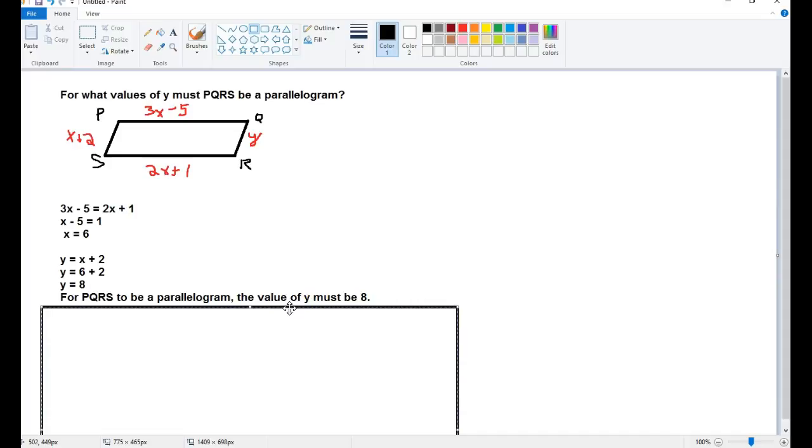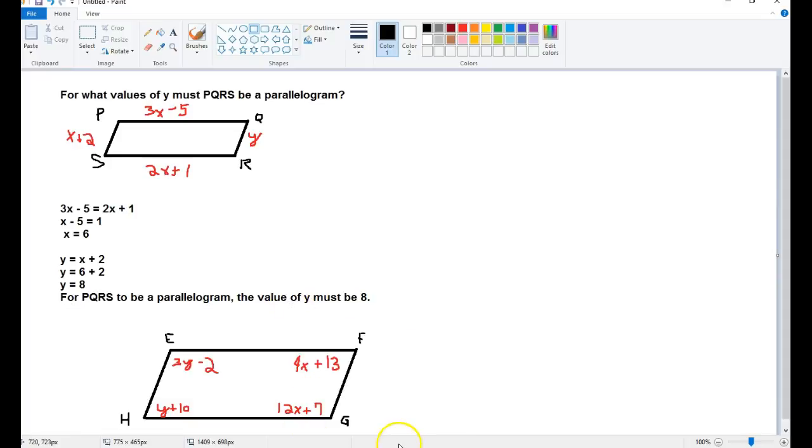Now I'm going to give you a question where you're doing the same thing, except this time it's angles. So this is y plus 10, 3y minus 2, 4x plus 13, and 12x plus 7. And I'll have a question now.